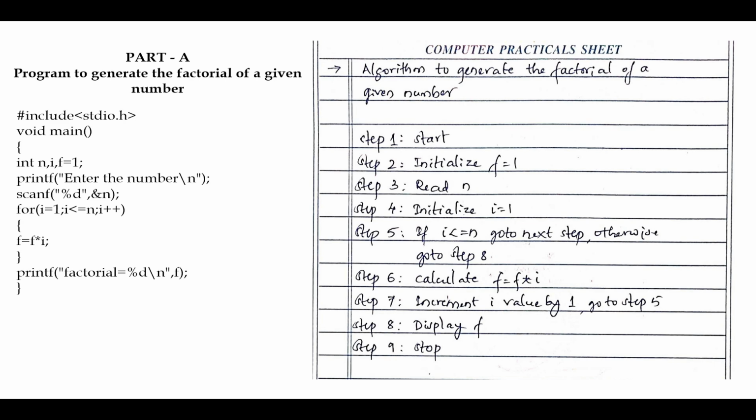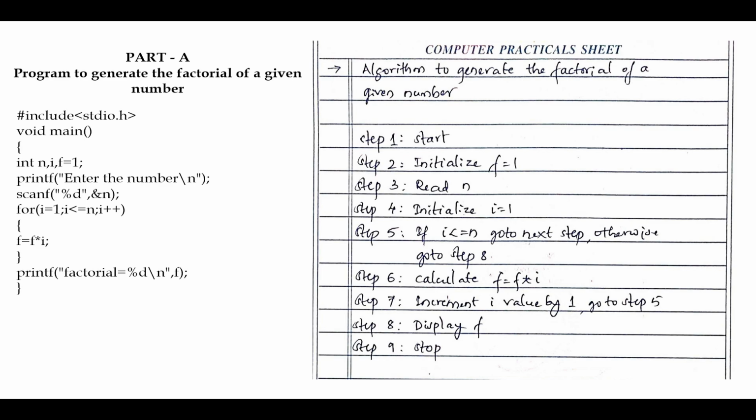Okay, inside the loop, in step 6 we calculate f equal to f into I, and then we increment the I value by 1, and again we repeat the process of checking the condition. That's why I have written go to step 5. If in step 5 the condition is false, we directly go out of the loop. That's why, otherwise, it is go to step 8, and in step 8 we display the factorial value that is stored in f. Got it? And the last step is always stop.